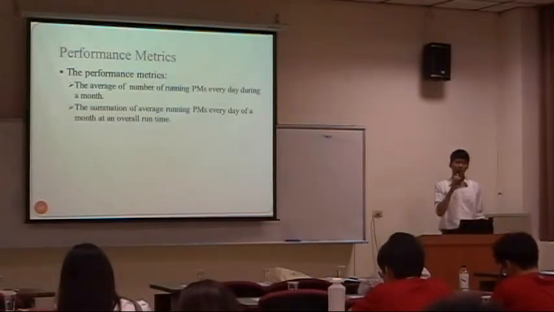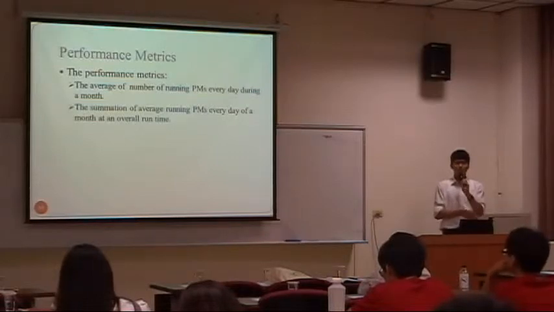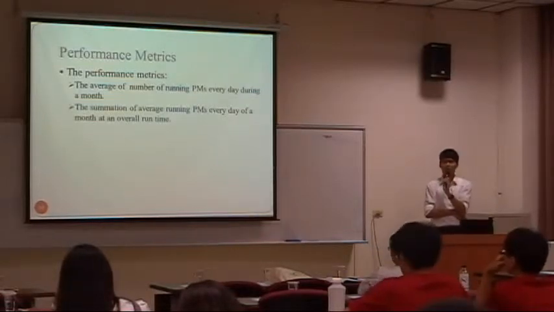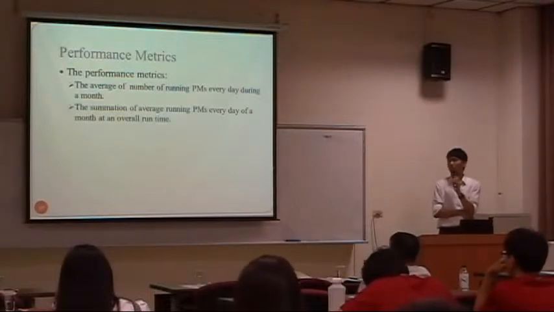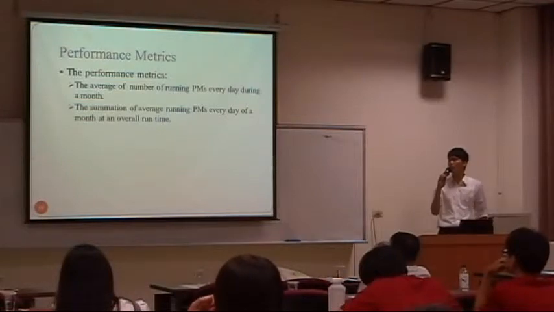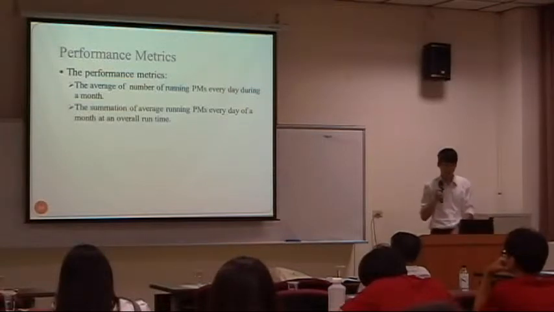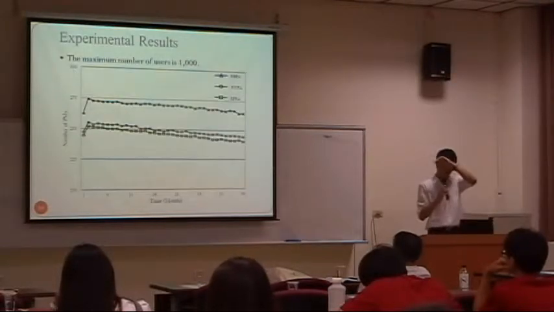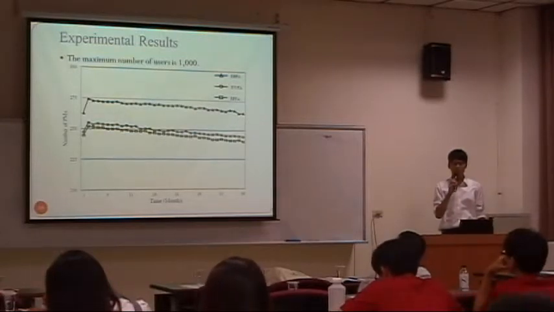Here are our performance metrics. One is the average number of running PMs every day during a month. Second is the summation of the average running PMs every day of a month over the overall runtime. Here are our experimental results.